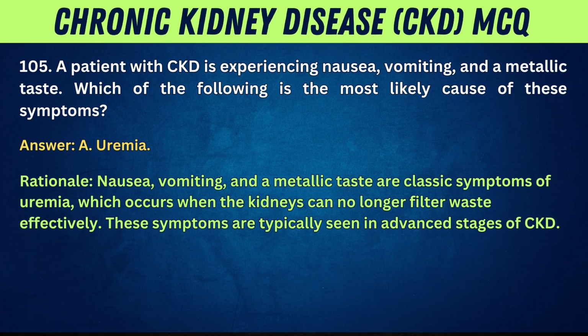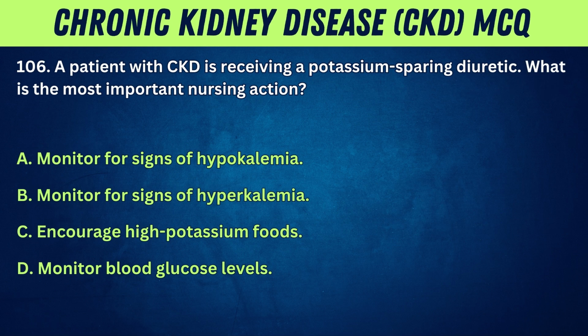Rationale: nausea, vomiting, and a metallic taste are classic symptoms of uremia, which occurs when the kidneys can no longer filter waste effectively. These symptoms are typically seen in advanced stages of CKD.